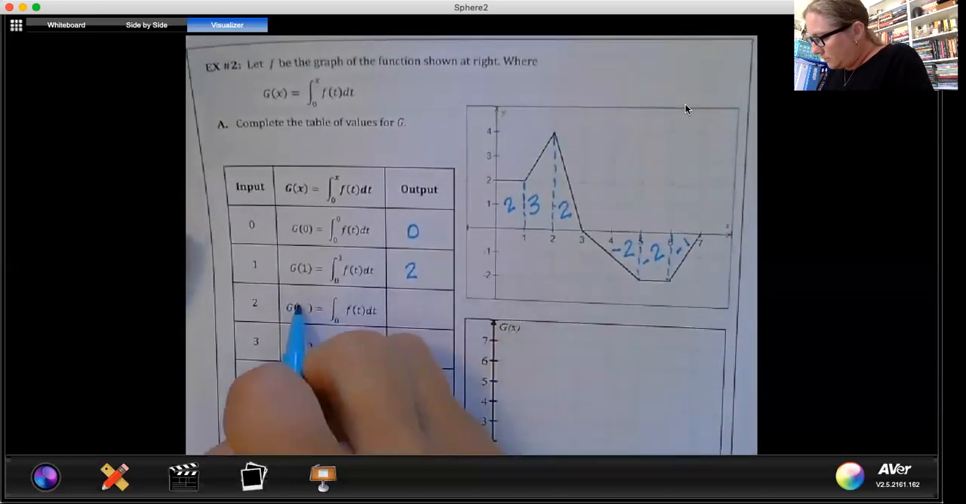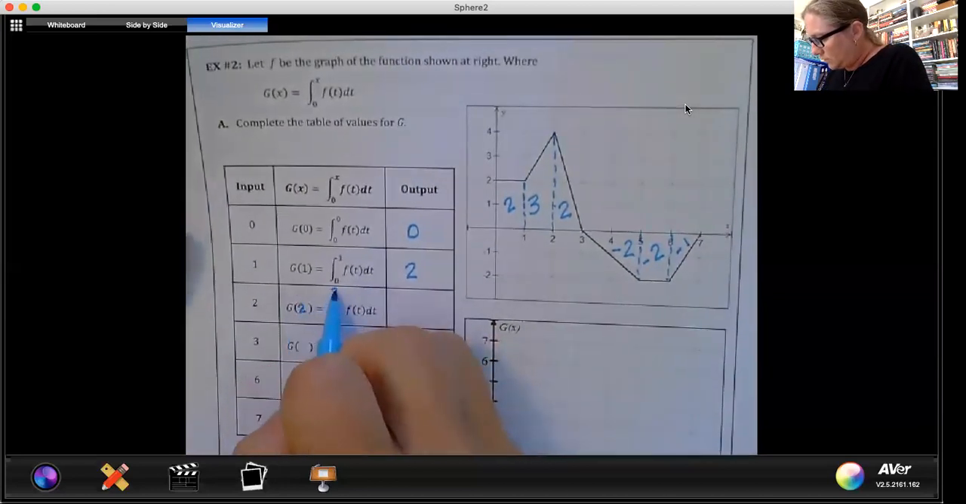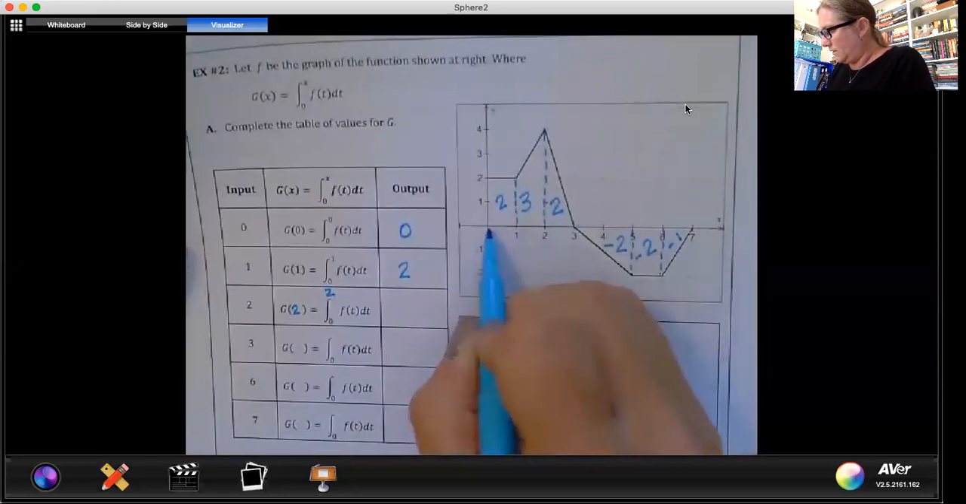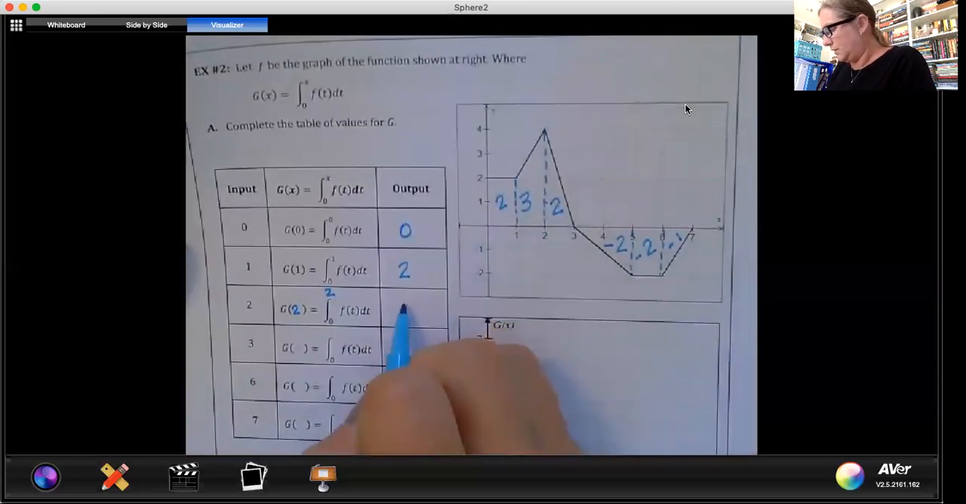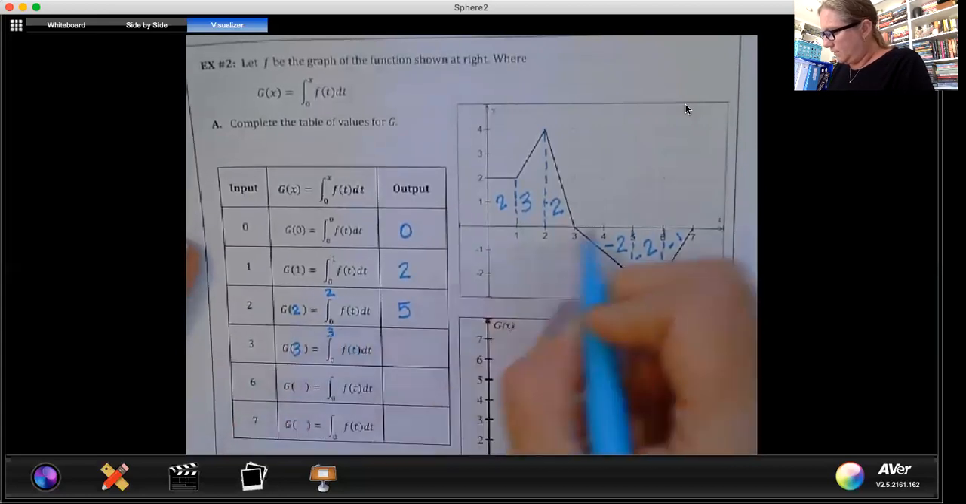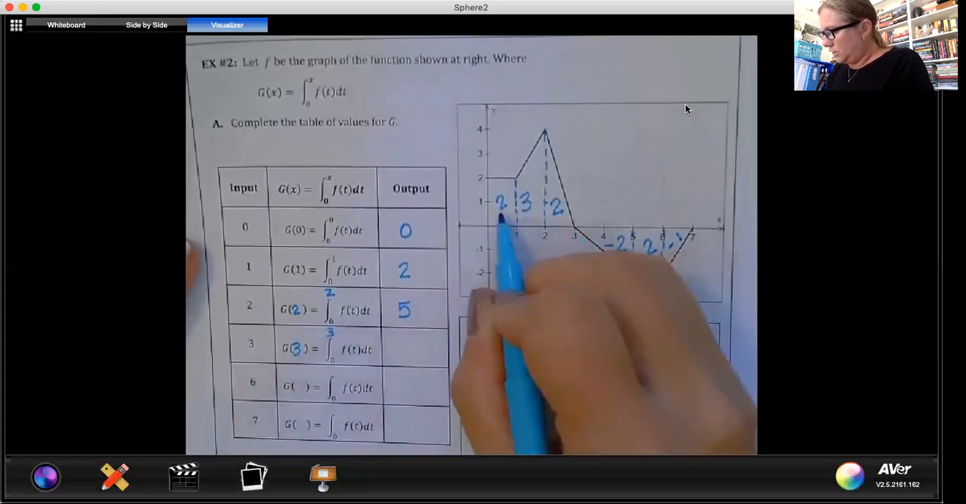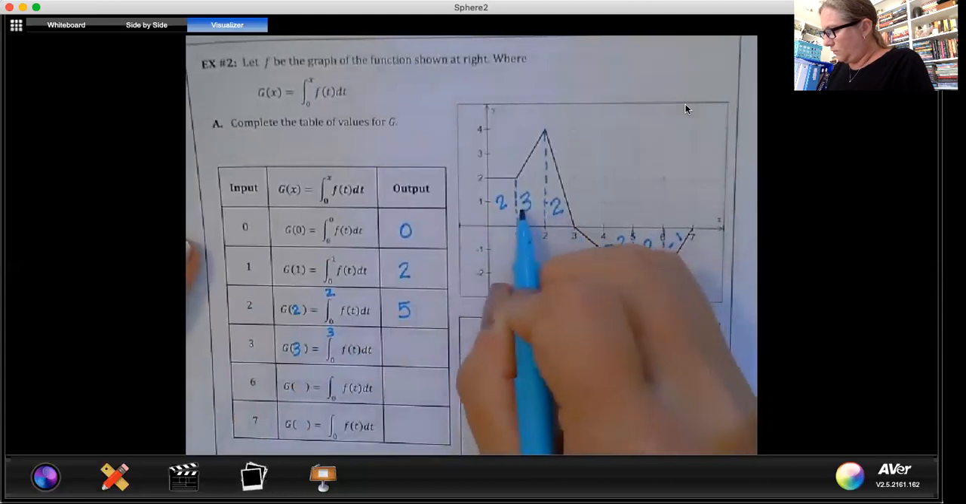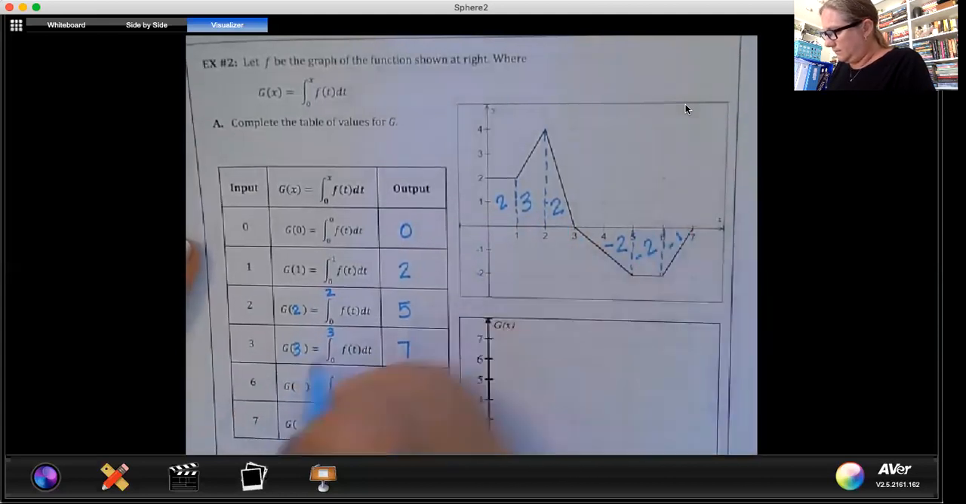So g of 2 goes from 0 to 2. From 0 to 2 is 2 plus 3, which is 5. G of 3 is 0 to 3. 2 plus 2 is 4. 4 plus 3 is 7. Excuse me, G of 6 is 0 to 6.